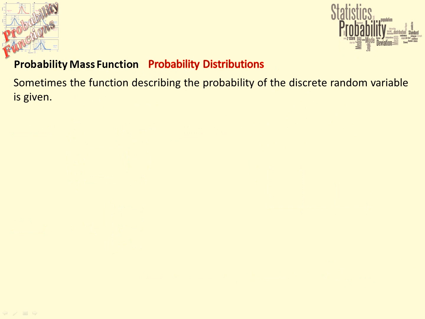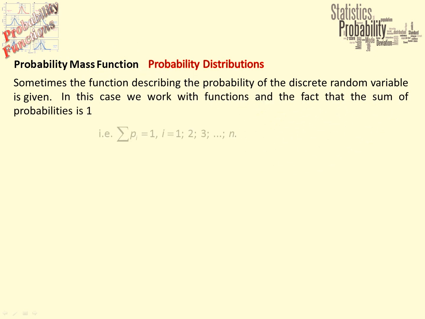So let's look at the probability distributions. Sometimes you're given the actual function. In this case, we work with the functions and the fact that the sum of probabilities is 1. That the sum of probabilities is 1 is very useful. It helps us form equations often to find out unknowns in the functions.